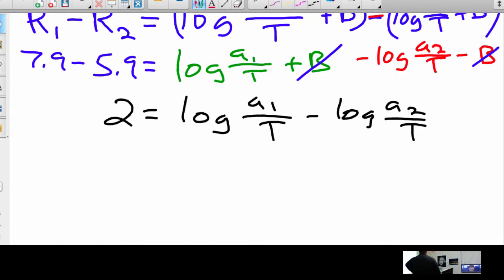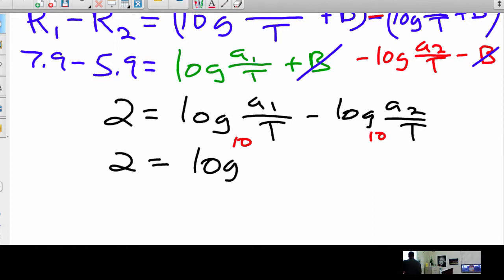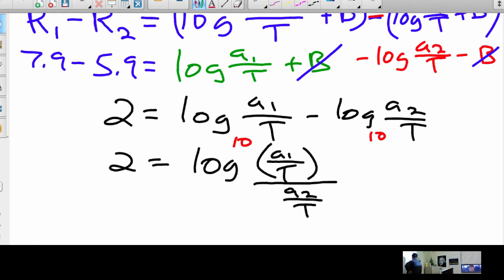Can I do anything with that stuff on the right-hand side to clean it up a bit? Isn't that the quotient rule? In other words, could I say log, because it's all log base 10, right? We don't write it down, but we know that there's a 10 that goes there. The common log has a base of 10. And when we subtract them, I could put this on the top, all over this on the bottom. Can I do that? Isn't that one of the properties? Does that make sense?